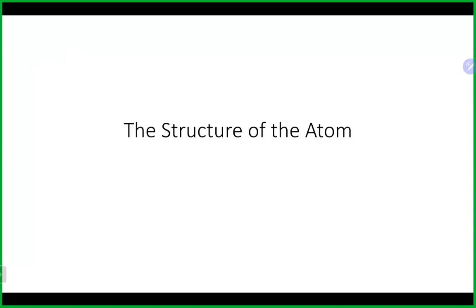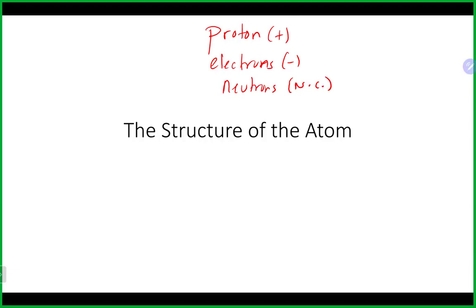Okay. So let's talk a little bit about the atom and the structure of the atom. We're going to touch upon some ideas and concepts that really helped us understand what the atom looks like. As I mentioned previously, the atom is made up of three subatomic particles, which are protons, electrons, and neutrons. And neutrons have no charge.